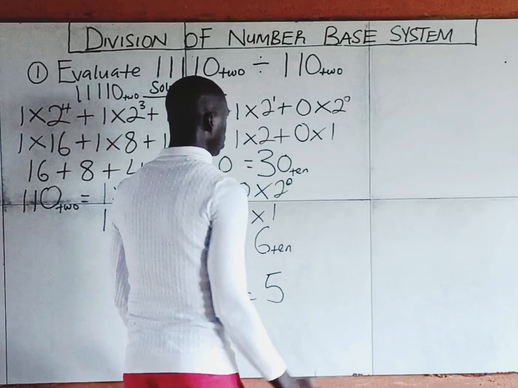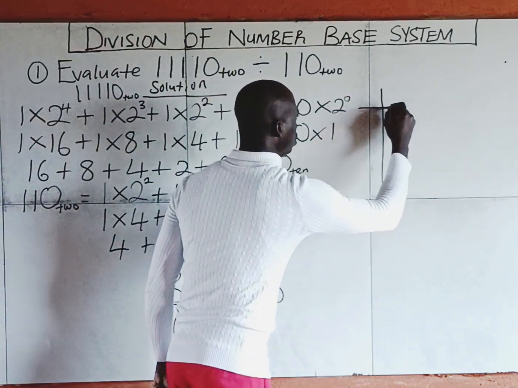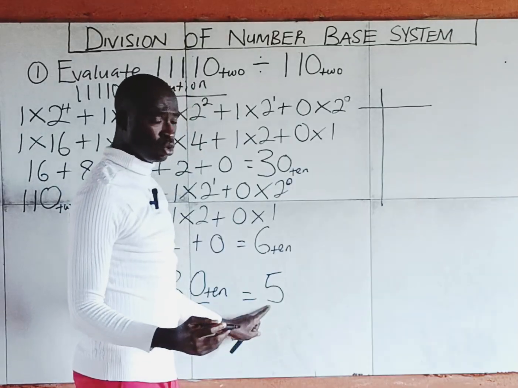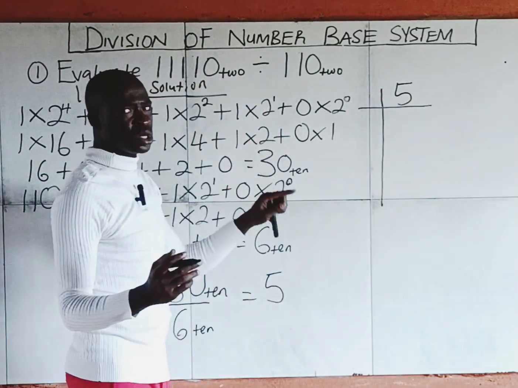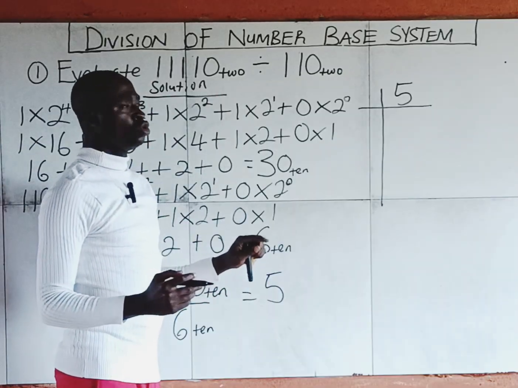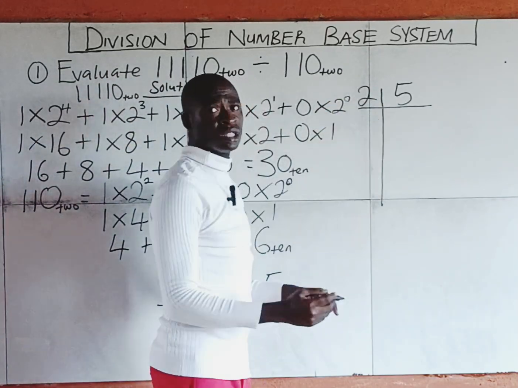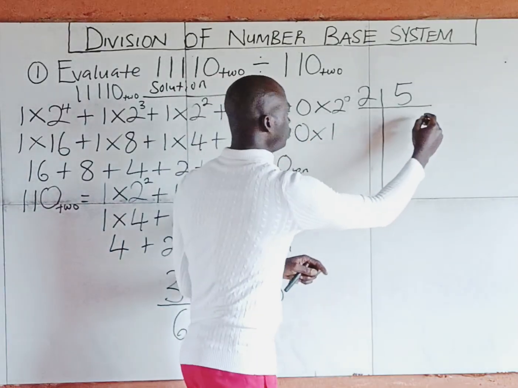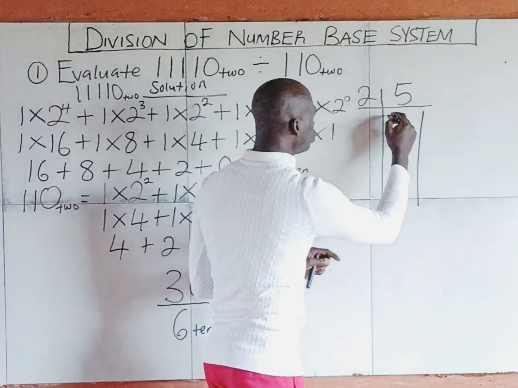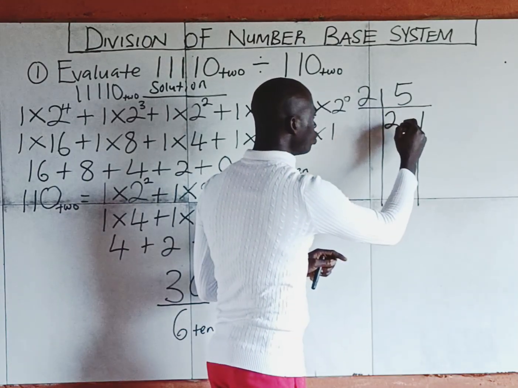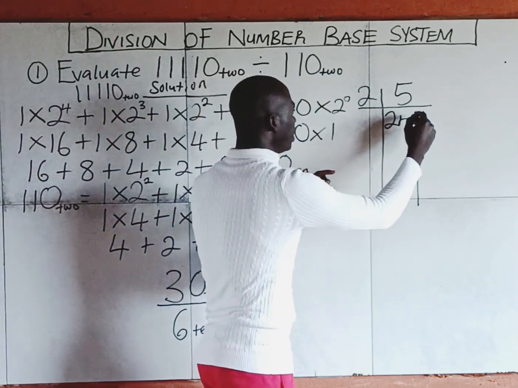At the end of the day, you come further. I'm going to use this space here. You write the answer you got from this place, which is 5. Now you are going to divide by, ask yourself, what is the base? Your base is 2. So we are going to divide using our base. If 2 goes into 5, it will go twice, which is 2, remainder 1.